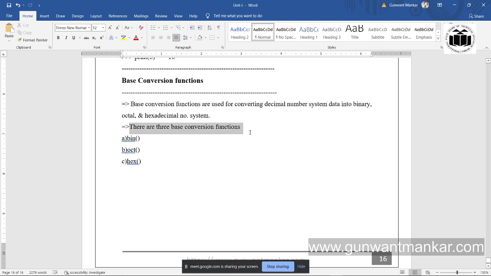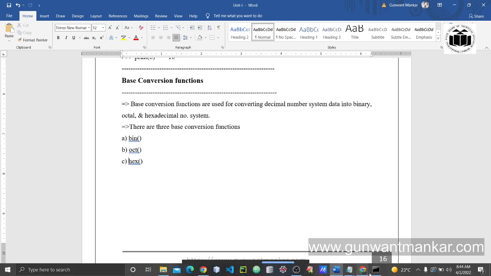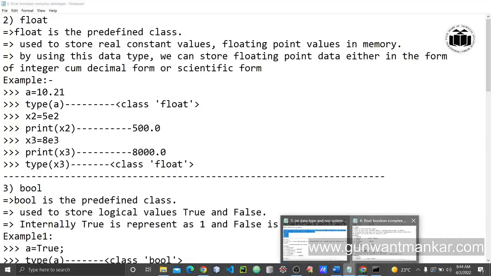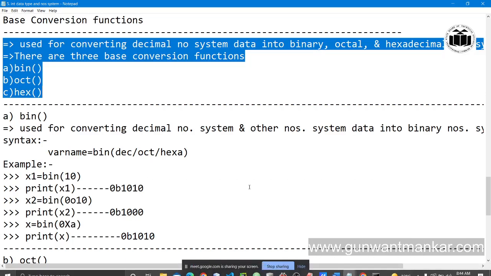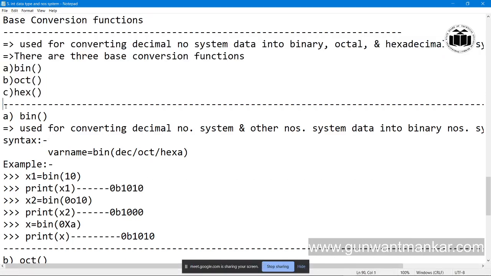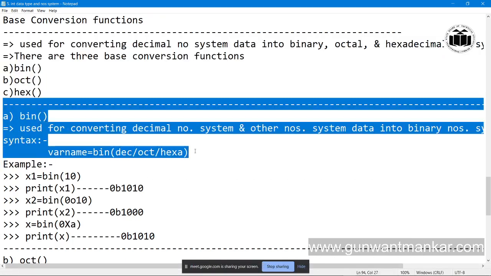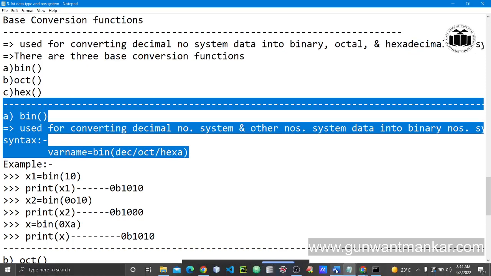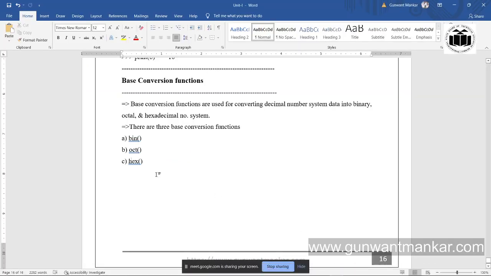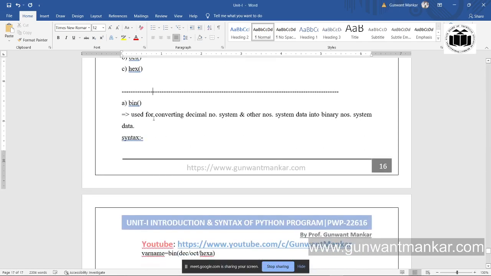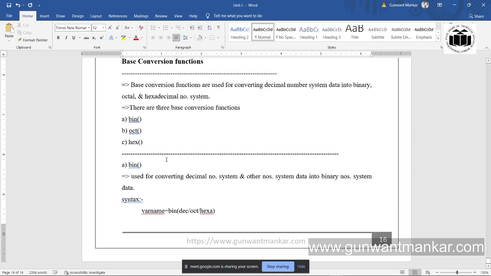So there are three base conversion functions. What are these? bin, oct and hex. These are very important. Bin, oct and hex. So let us see the example and syntax for the bin function. So how can we convert? First of all, we are going to see the bin function.